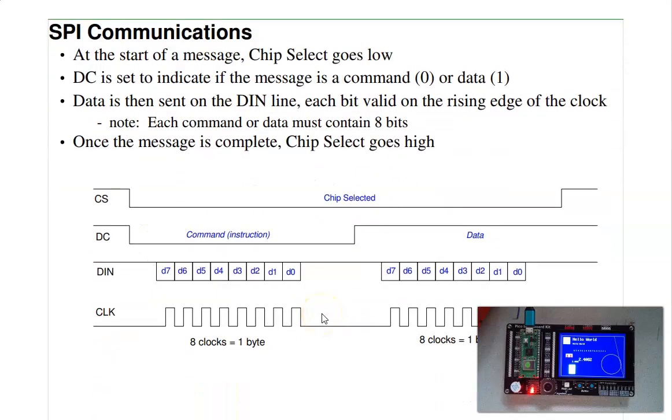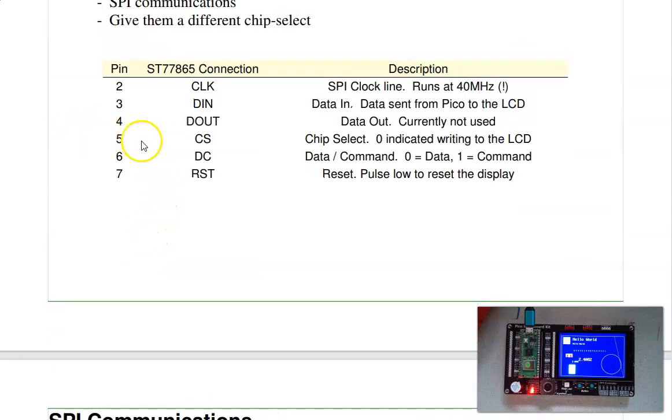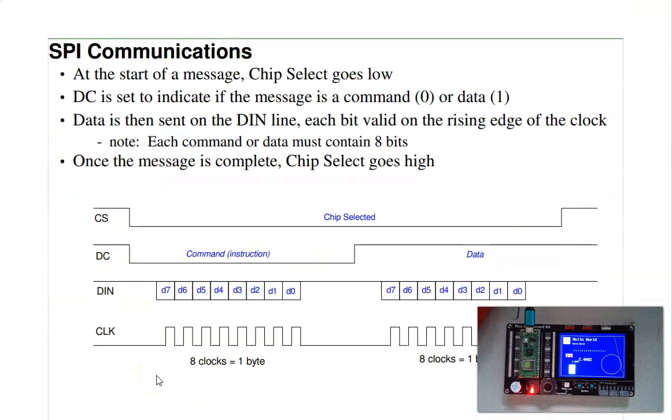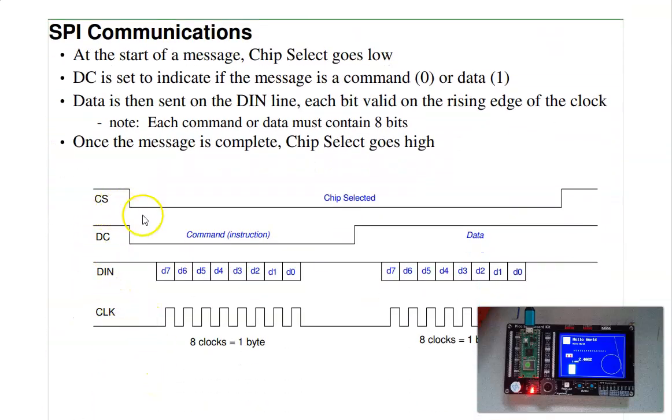In addition, the graphics display communicates using SPI protocol. So to talk to the display, I need to bring the chip select line low. Chip select is pin 5. That initiates the conversation. I need to tell it whether I'm sending a command or data. Data would be writing to the display; a command would be clear the display. I have to send it data, most significant bit first, and clock in the data. The data is valid on the rising edge.